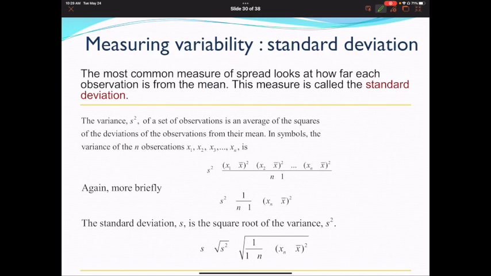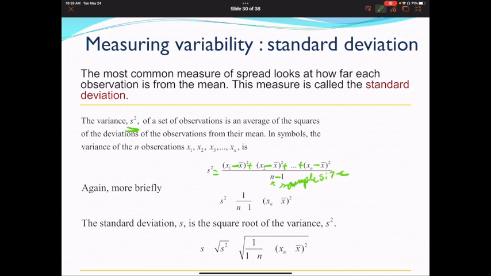So, like I said, we measure variability with the standard deviation. So variance, S squared, of a set of observations is an average of the squares of the deviations of the observations from their mean. I'm going to break this down more slowly, I promise. So I describe variation as the difference in my data values. So I take x1 minus the mean squared plus our second data value minus the mean squared, and so on and so forth, all divided by n minus 1, where n is my sample size.